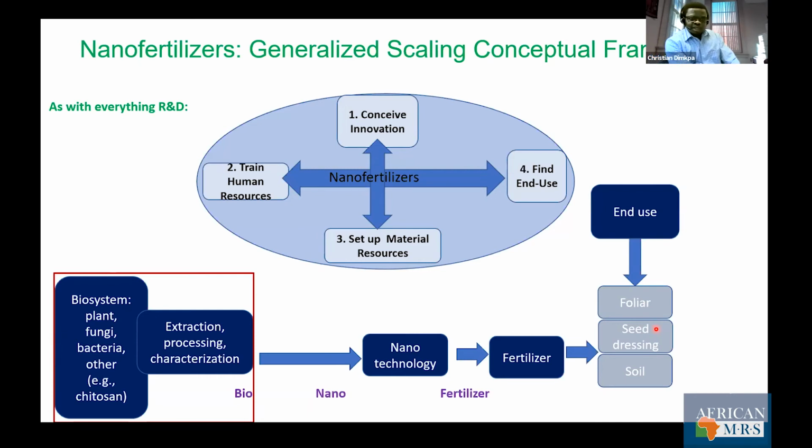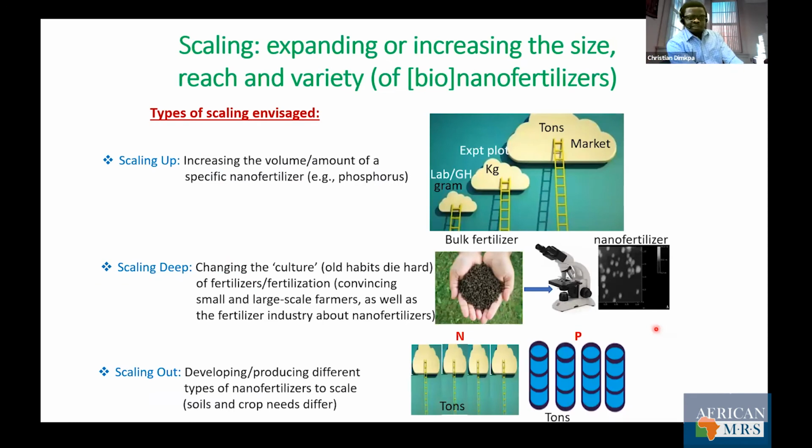So let's talk a little bit about scaling. Scaling simply means expanding or increasing the size, reach, and variety of your material. In this case, of bio-nanofertilizers. So there are three types of scaling you can think about here. You can think about scaling up, which is increasing the volume or amount of a specific nanofertilizer, example, phosphorus.